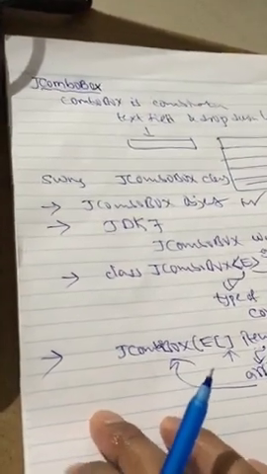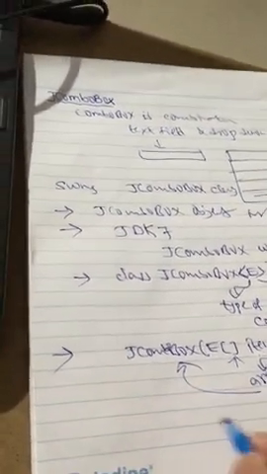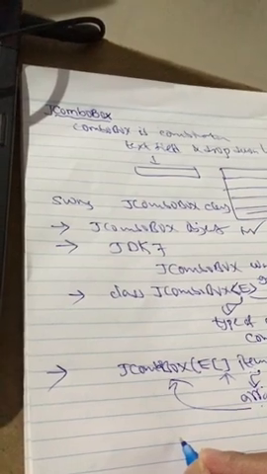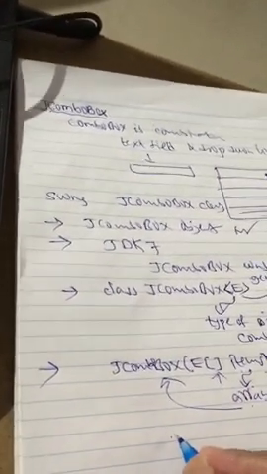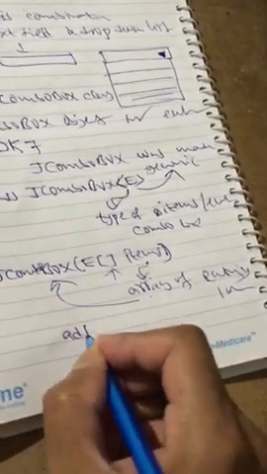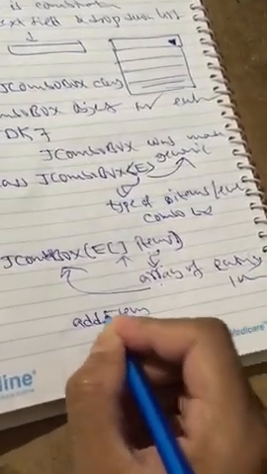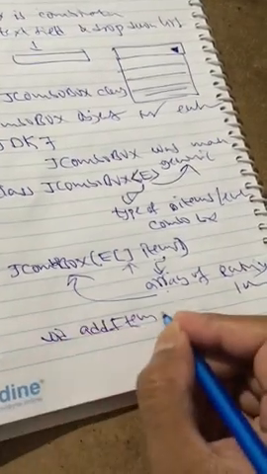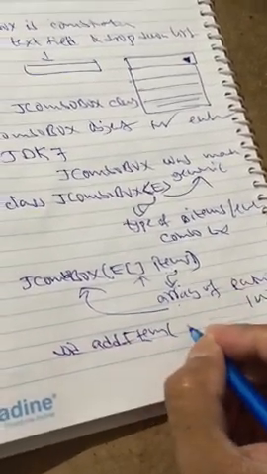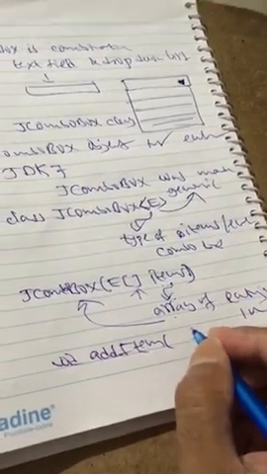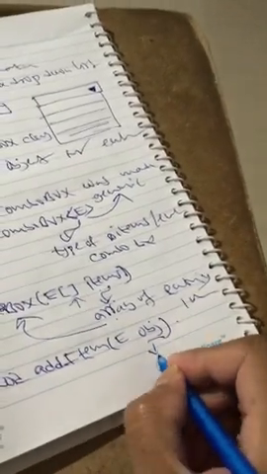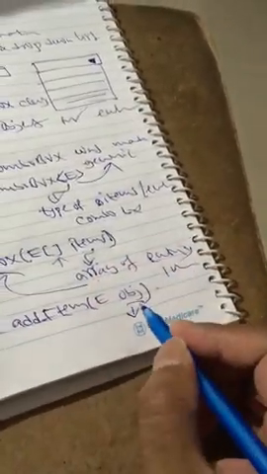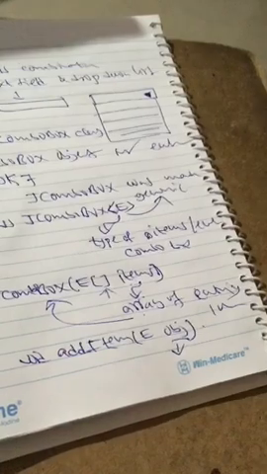In addition to this, we use another method to dynamically add items or entries to the combo box, which is the addItem method. The void addItem(obj) method adds items dynamically to the combo box, where obj is the item to be added.